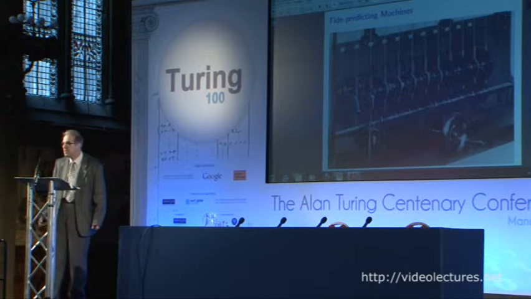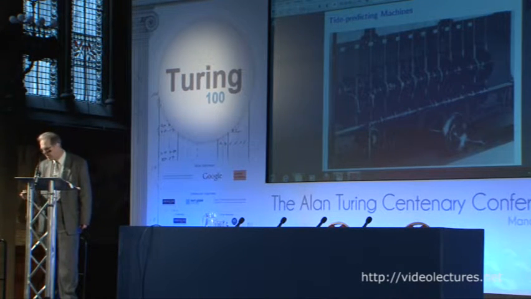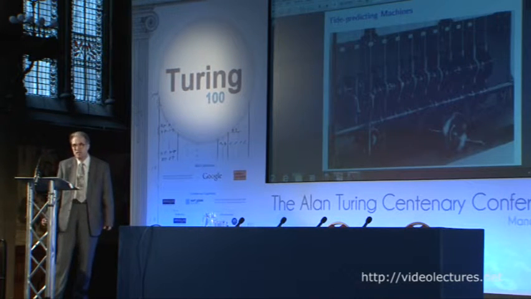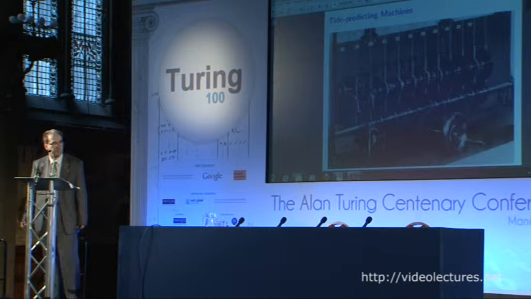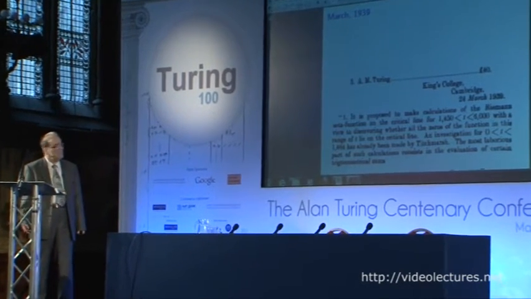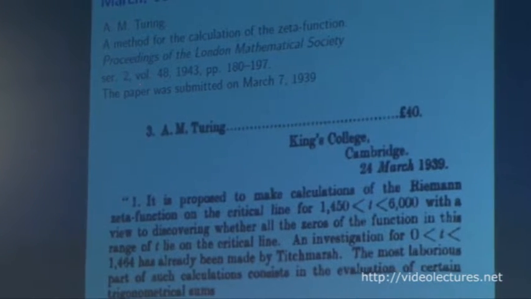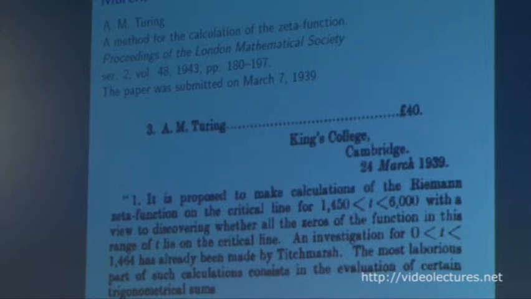Turing got the grant, and the work started, and a number of wheels were produced, but it was the year 1933, and very soon Turing had to switch to another much more important work for cracking the Enigma and other machines. So this Turing machine for the Riemann zeta function has never been constructed. But in the same March of '33, Turing approached the same problem from the other direction. He submitted a paper titled "A Method for the Calculation of the Zeta Function," where he considered a classical mathematical method for calculating this function.